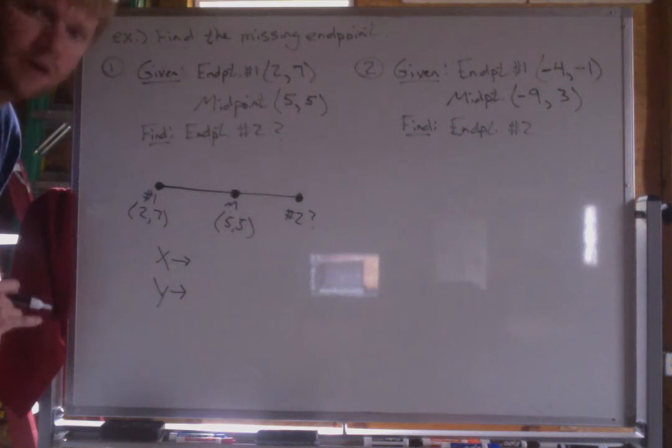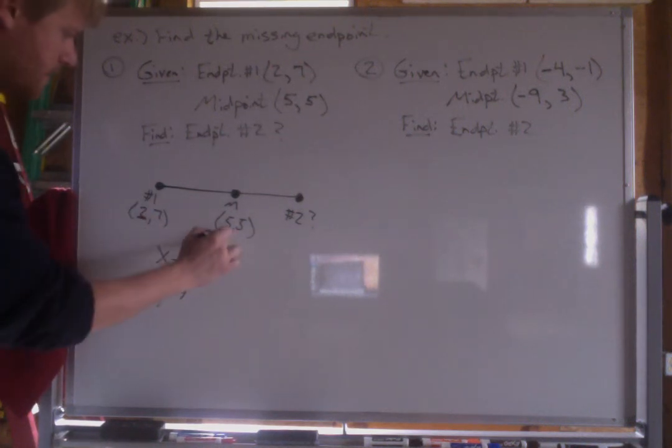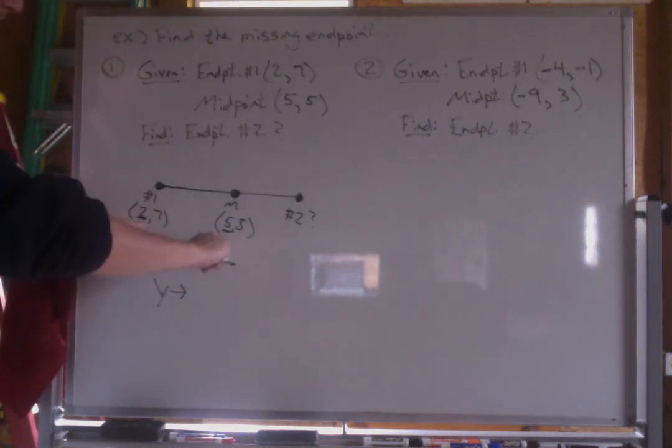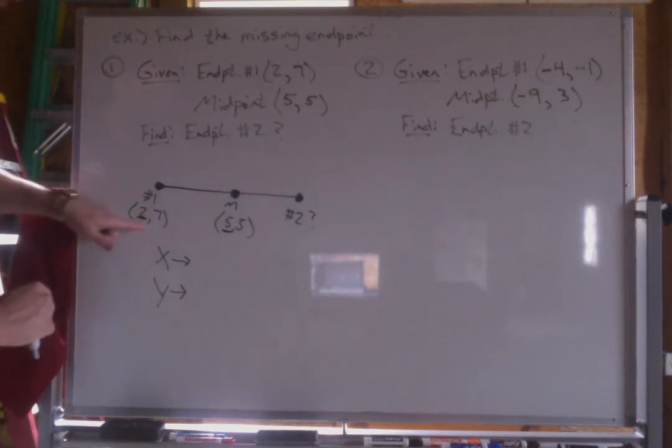So here's how you figure it out. Look at x number 1 and the midpoint x coordinate. If I look from 2 to 5, first of all, answer to yourself, is it increasing or decreasing? The answer to that is it's increasing.